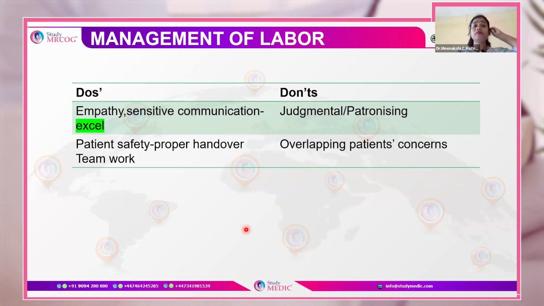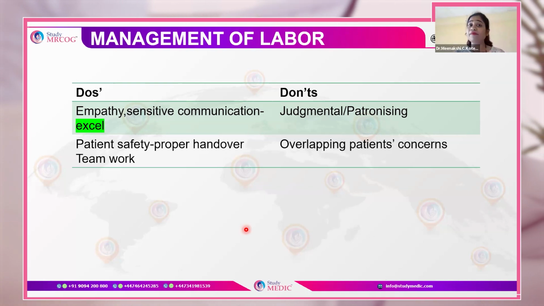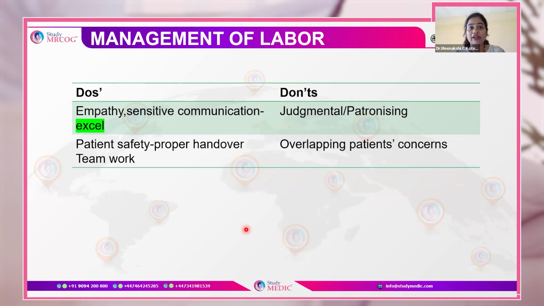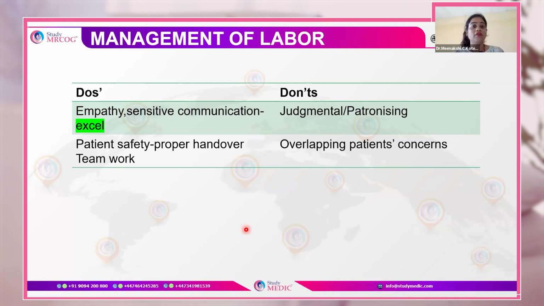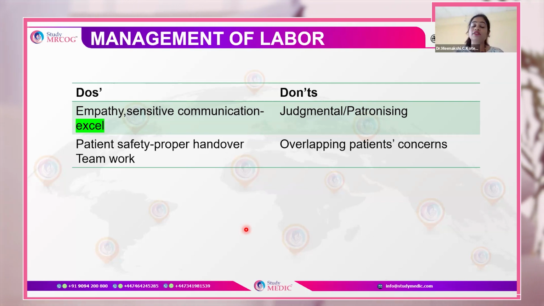Like for example, let's say that she wishes to have a VBAC, rather than saying directly about a uterine rupture or a scar dehiscence and all of these complications, or IUFD or something like that.